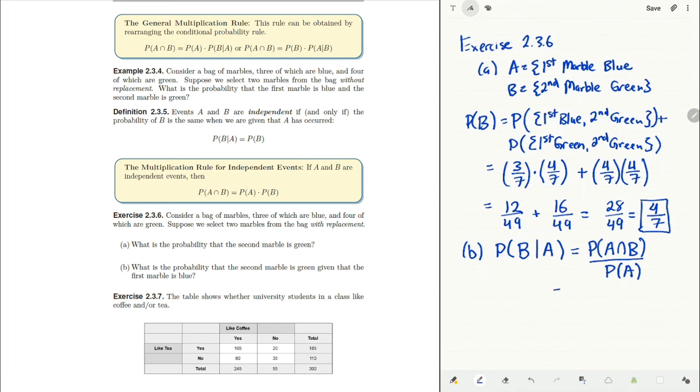Here we're looking for the probability that the first marble is blue and the second marble is green. So the probability of A and B is going to be 3 out of 7 times 4 out of 7. Okay, so that's the probability of A and B, the probability of the first marble being blue and the second marble being green. And now we divide it by the probability of A. So the probability that the first marble is blue is going to be 3 out of 7.